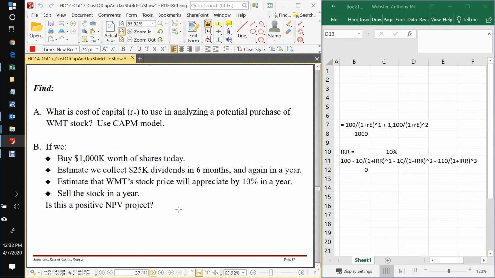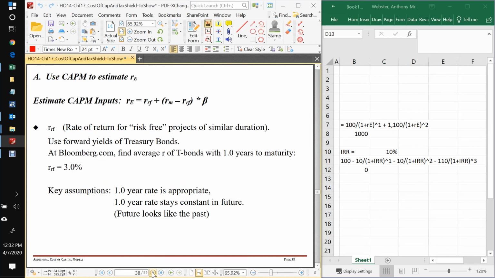So now, given that, our managing director wants us to find, first of all, what's the cost of capital we should use in analyzing our potential purchase of Walmart. Use the CAPM model, okay? And then secondly, let's find out, once we've got that in our pocket, what if we buy $1 million worth of shares today and we estimate we're going to get $25,000 in dividends in 6 months and again in a year, and we estimate that Walmart's stock price will appreciate by 10% over a year, and then we sell the stock, that fits our mission. Is this a positive NPV project for the hedge fund? So let's see if we can figure all of this out.